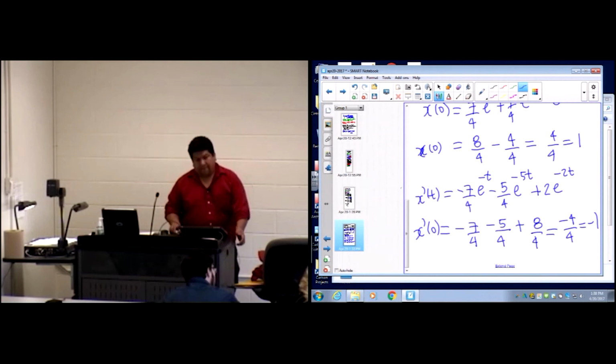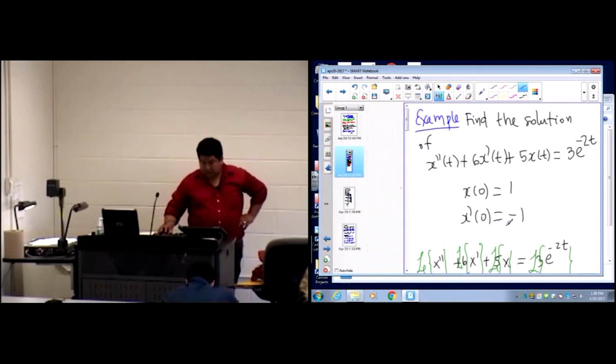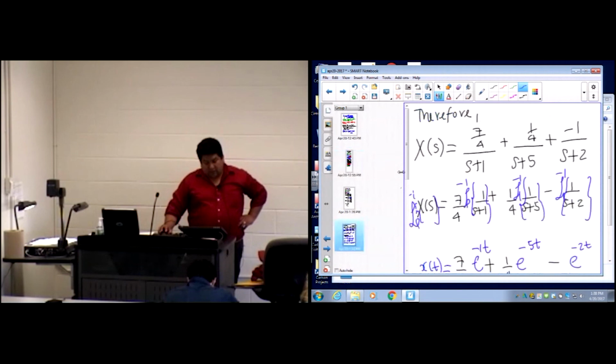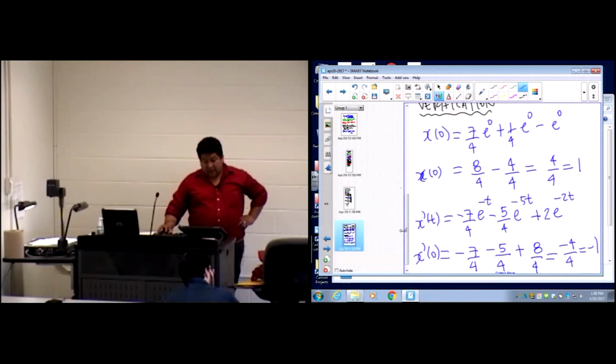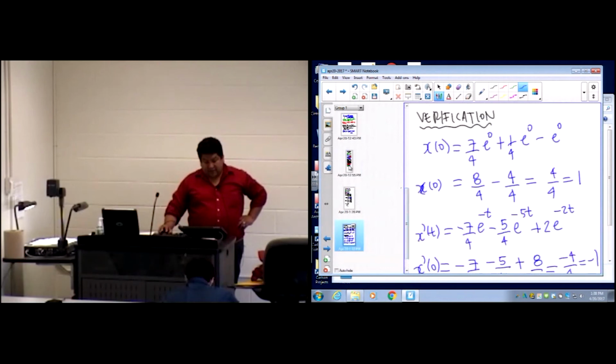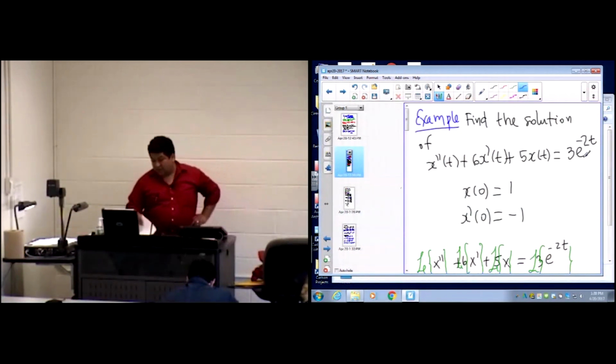So the thing that's left for verification is to compute the second derivative and verify that the first and second derivatives satisfy the original higher order linear ordinary differential equation, so that when you add them up with coefficients 1, 6, and 5, you end up with the quantity 3 e to the minus 2t. And that would be the final verification. Based on verification of initial conditions only, we can see that the solution seems to work, seems to be what we want it to be.